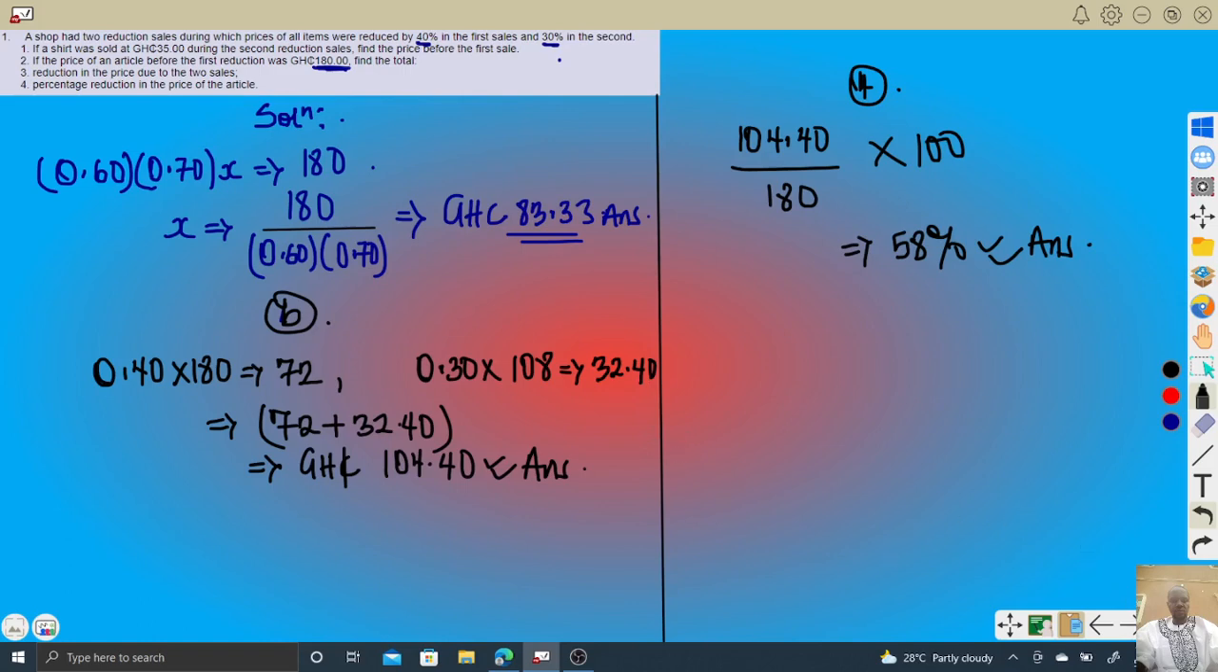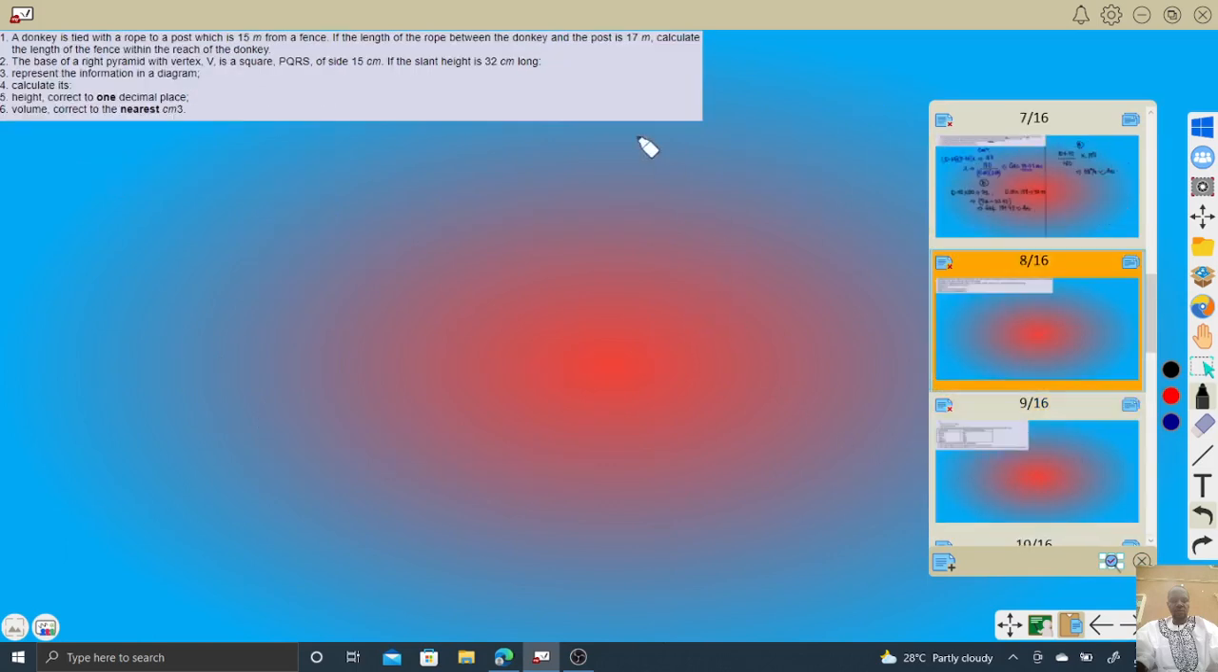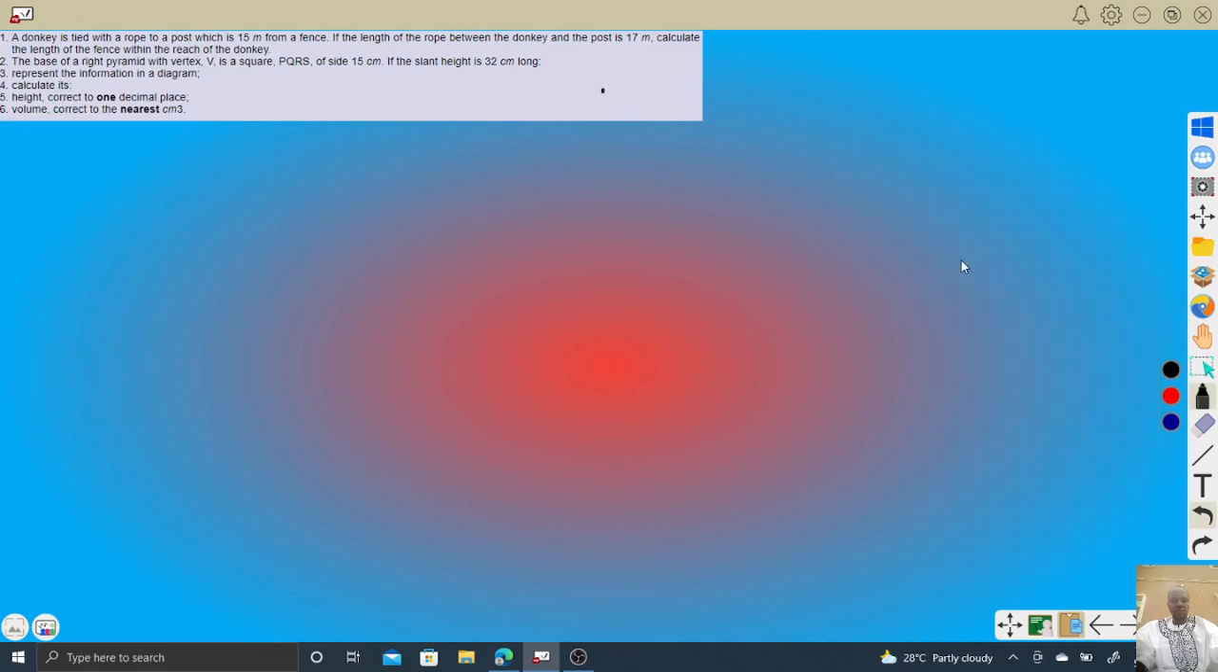The next question. Now, the next question is a question on a donkey that is tied with a rope to a post which is 15 meters from the fence.